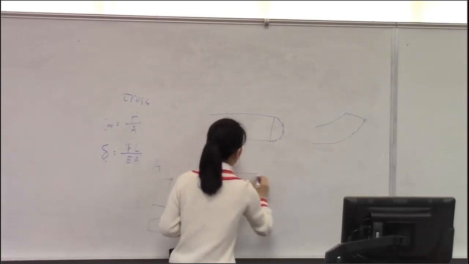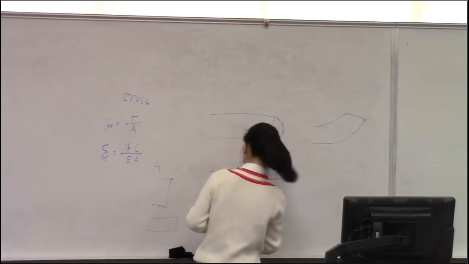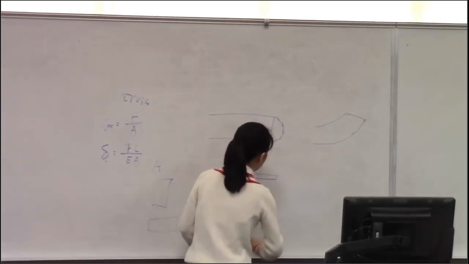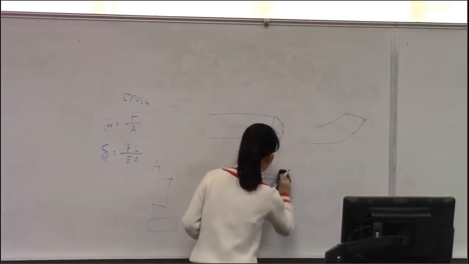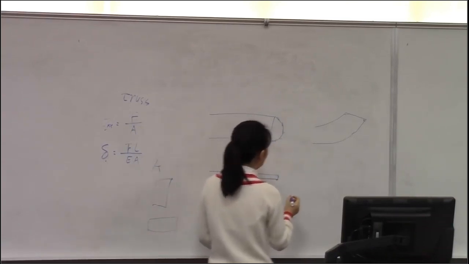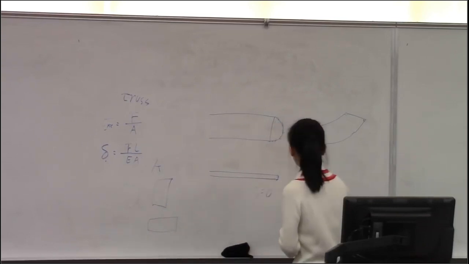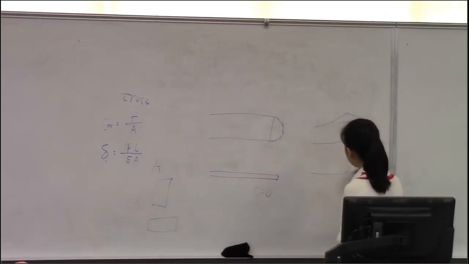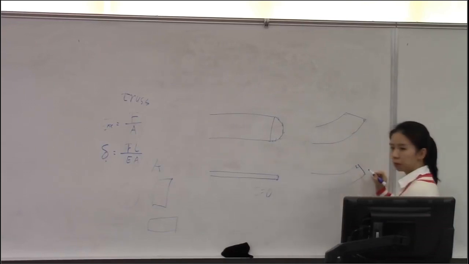But if you have a very thin beam, this shear stress is very small. It's very small and it can be ignored. Same here. And we can assume that here shear stress is 0. And so when it bends, this angle doesn't change.